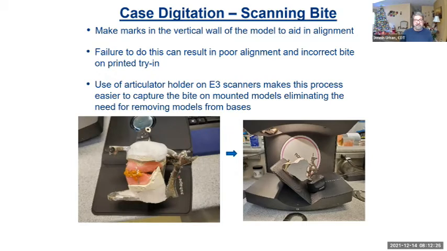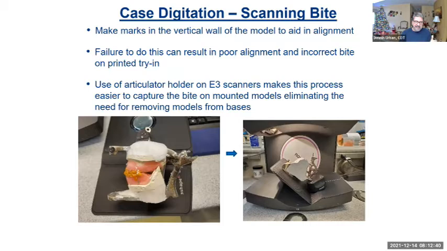And then if it's going to be a new case, what we do is scan the bite impression. We put this in; this happens to be the E3 scanner, a digital scanner. And this is not my work right here, but this is just a traditional hinge articulator, which I'm not crazy about.